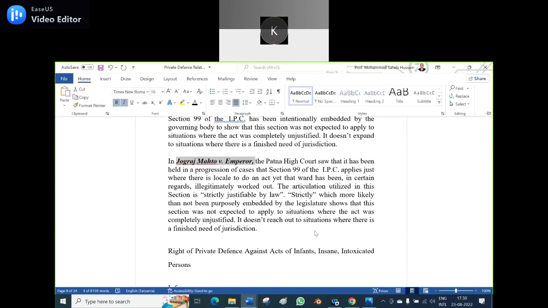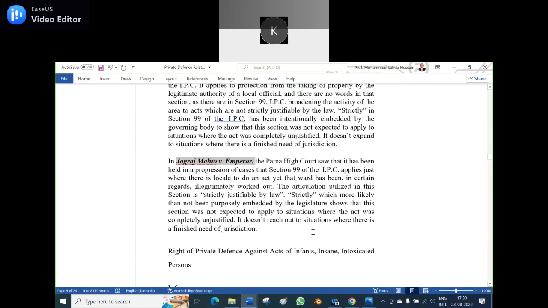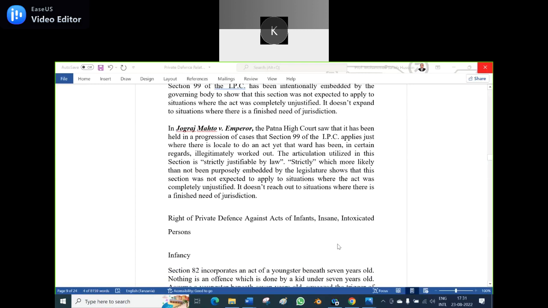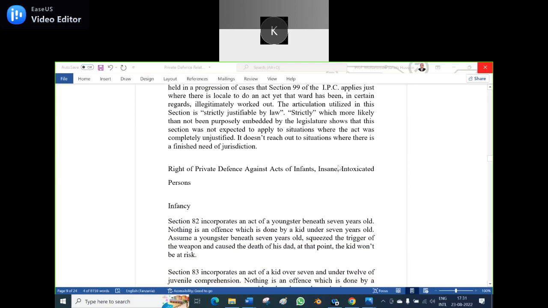The Patna High Court observed that it has been held in a series of cases that Section 99 of the IPC applies only where there is jurisdiction to do an act that has been in certain respects wrongly exercised. The expression used in this section is strictly justifiable by law. Strictly, which means likely that it was purposely inserted by the legislature, shows that the section was not intended to apply to situations where the act was completely unjustified. It doesn't extend to situations where there is a complete want of jurisdiction.